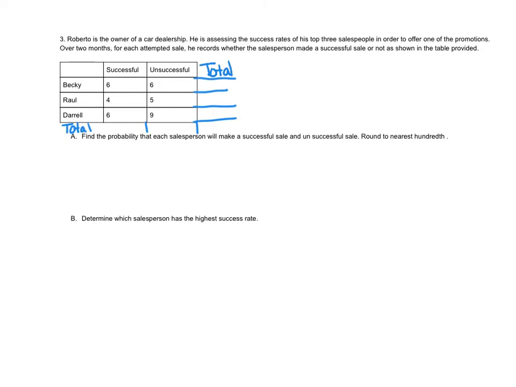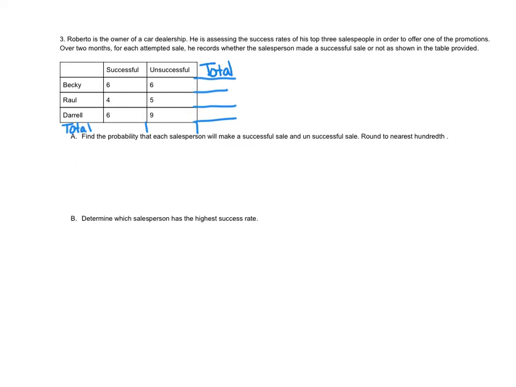All right, so Roberto is the owner of a car dealership. He is assessing the success rate in order to offer one of the promotions. Over 2 months, for each attempted sale, he records whether the salesperson made a successful sale or not, as shown in the table provided. So let's add up all these numbers first and see how many sales we're dealing with. So we're dealing with 36 sales.